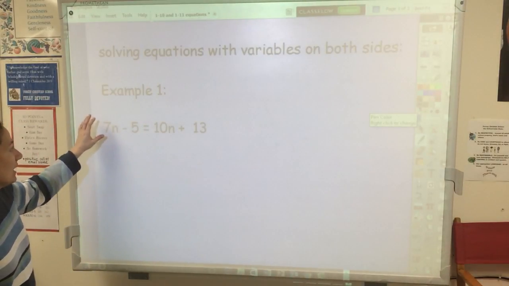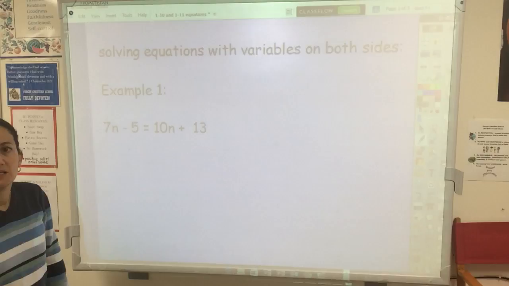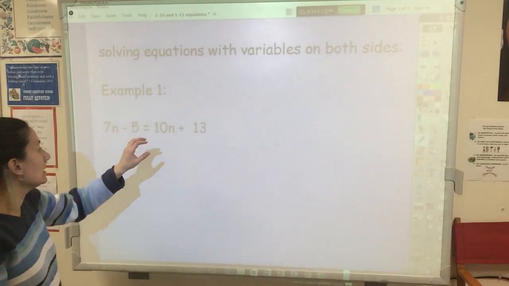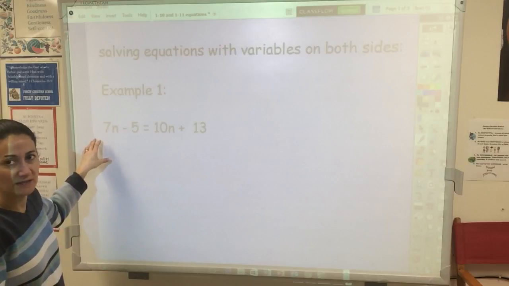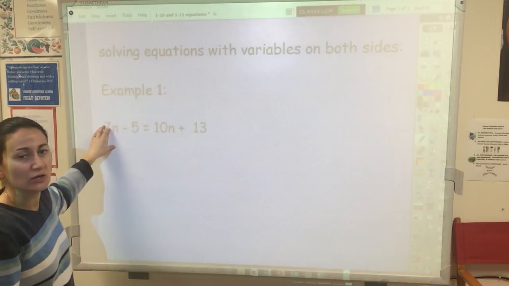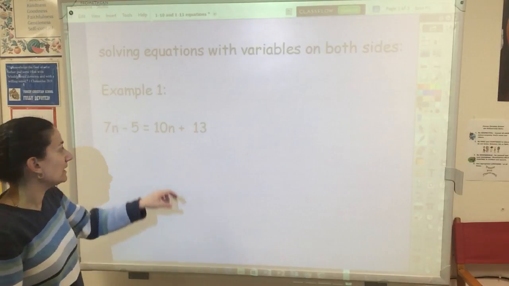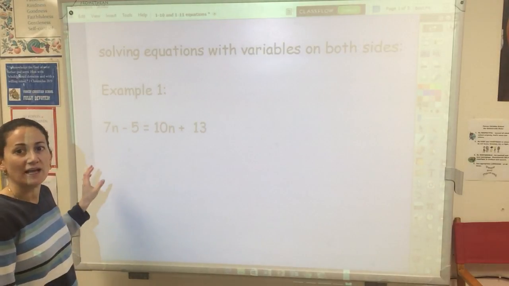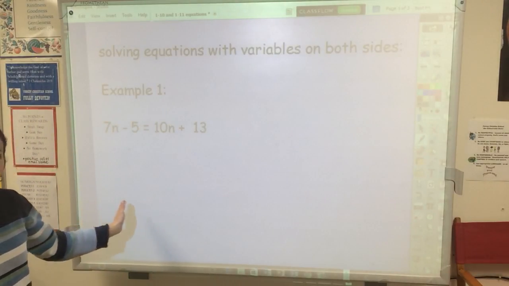First of all, notice that we've got a variable term on both sides of the equal sign. So the first thing I want to do before starting to solve this is to move the variable terms so that they're both on one side of the equation. So I have a choice. I can either move the 10n over here to the left, or I can move the 7n over here to the right. It doesn't matter which one you do. I like to move my variable terms over to the left because then at the end I'll have my answer as n equals or x equals.